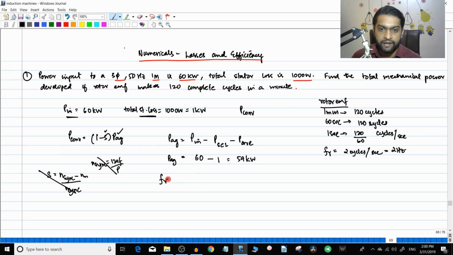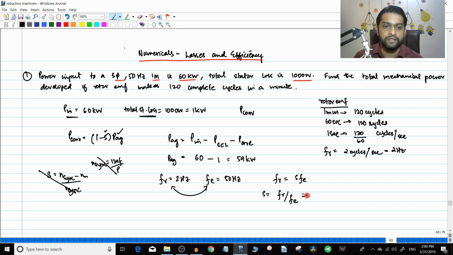You know that FR is given, you have found it to be 2 Hz, and F electrical is given to be 50 Hz. So is there a relationship that connects these two? Of course, there is a relation where FR is equal to S into FE. That means slip will be equal to FR divided by FE. So this will be equal to 2 divided by 50, which is equal to 0.04.